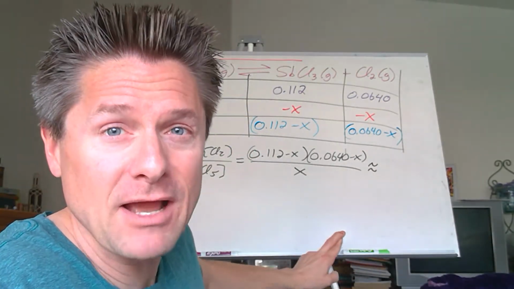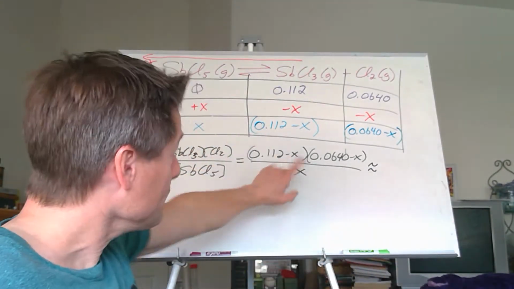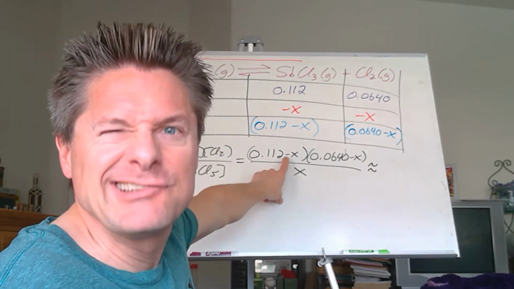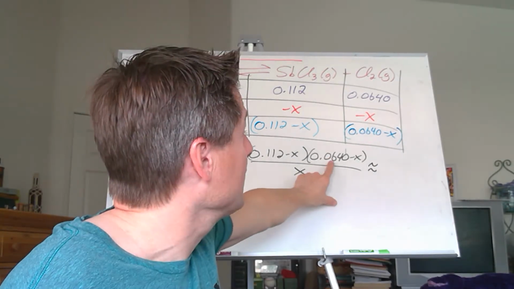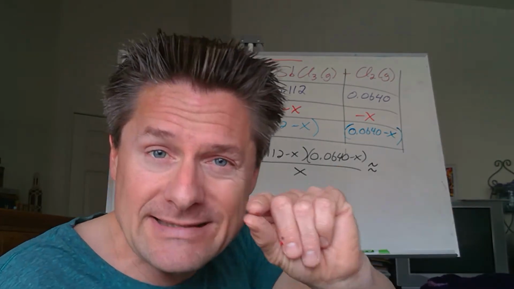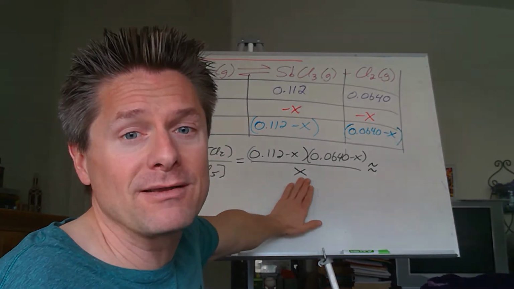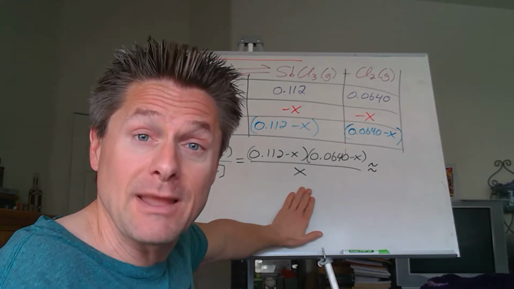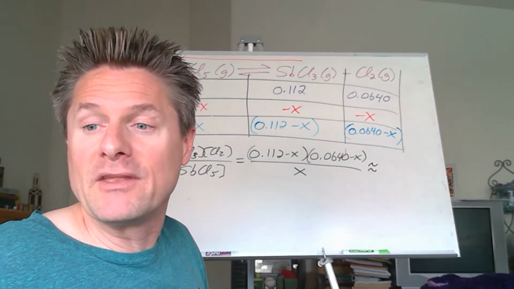But I'm guessing it's not going to be, because I told you that in the problem in the first place, but you won't know that on a test. So I'm going to assume that the 0.112 for the SbCl3 minus x is just equal to 0.112 because x is really tiny. I'm also going to assume that the 0.0640 minus x for the chlorine gas is just 0.0640 because x is tiny. I cannot do that in the denominator because that's just x. It has to be an initial minus x or plus 2x or minus 3x to make this assumption where the initial is equal to the equilibrium. So I can't make any assumption on the denominator.